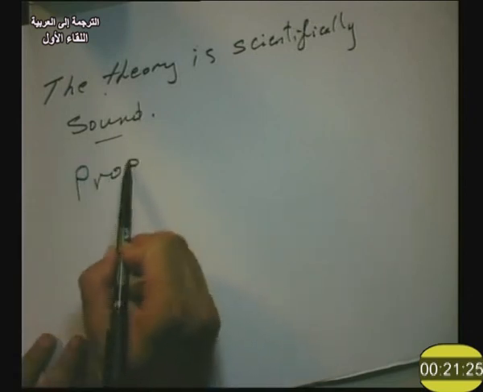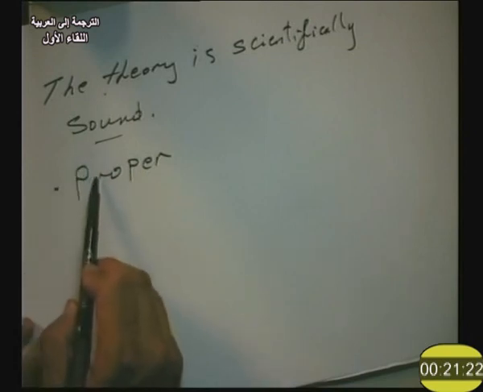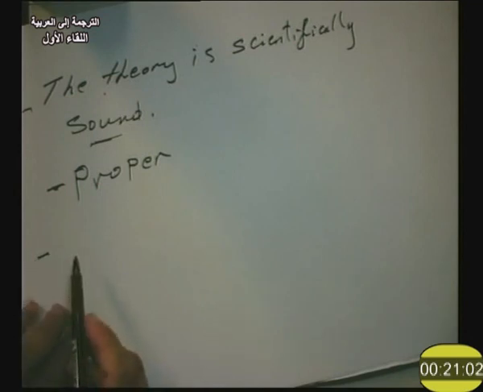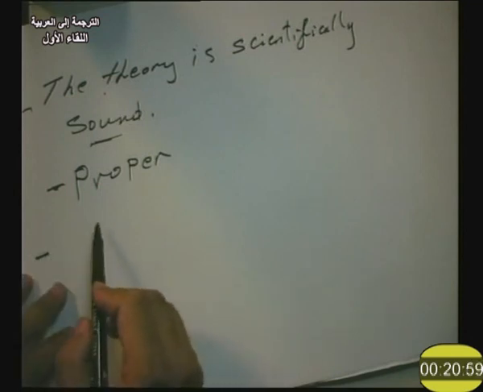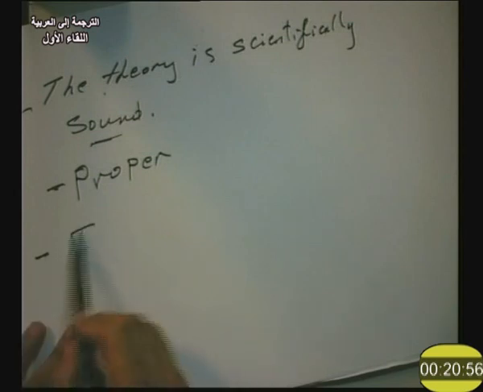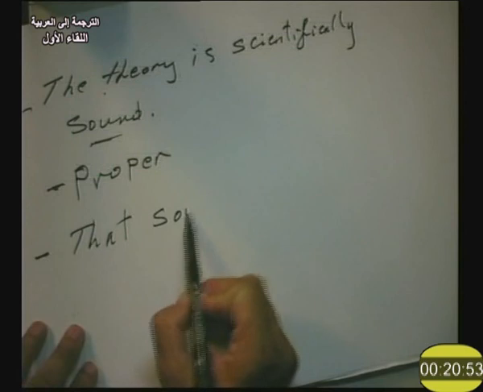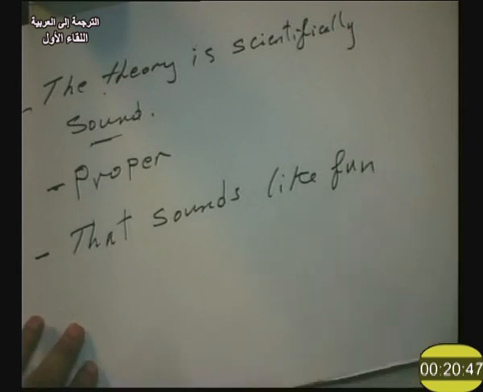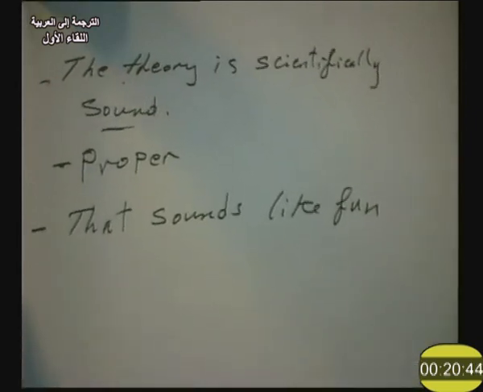Proper. A synonym for sound is proper. سليمة. Sound, scientifically sound. Sound sleep. Sound education. تعليم سليم أو مناسب. The third meaning for the word sound is when you say, for example, what about an outing? That sounds like fun. In conversational or situational English, that sounds like fun. وهذه فكرة رائعة. That sounds like fun.